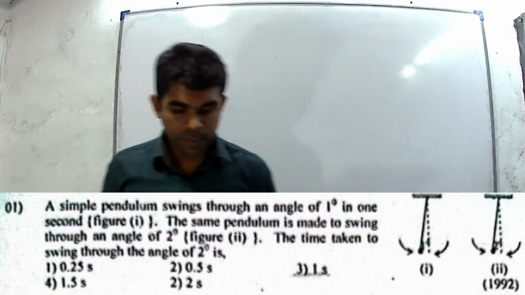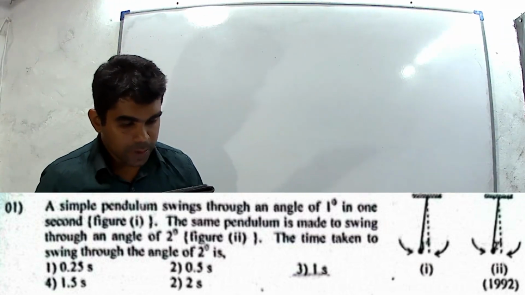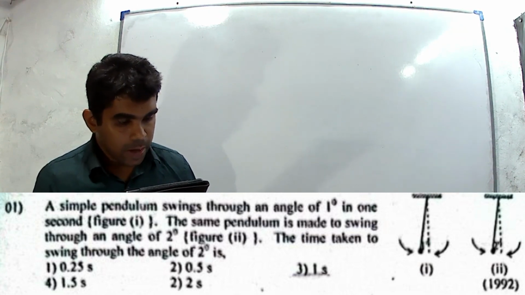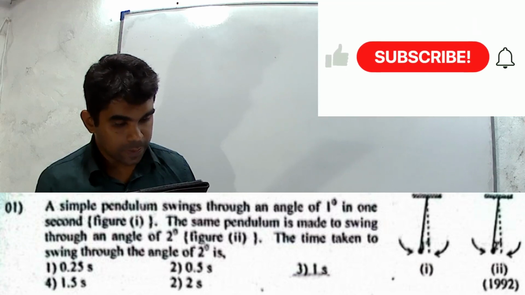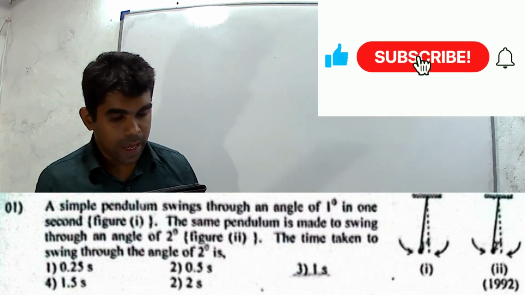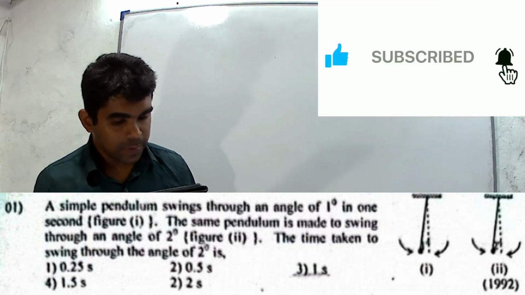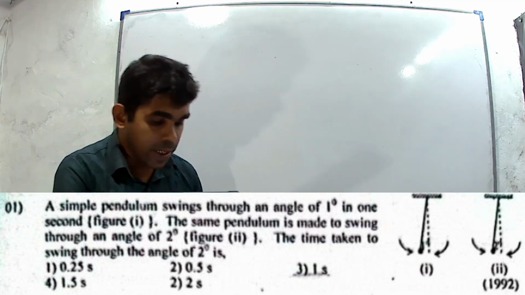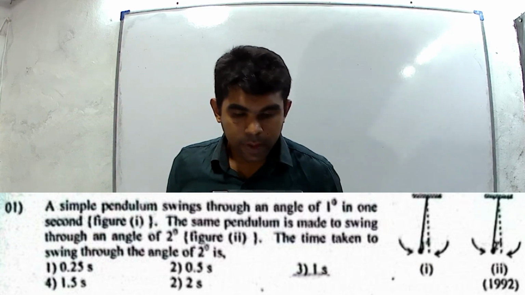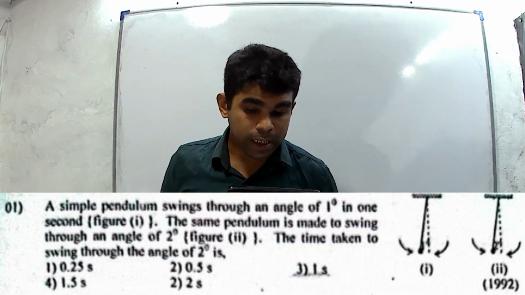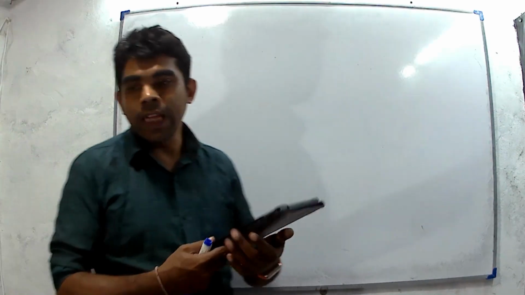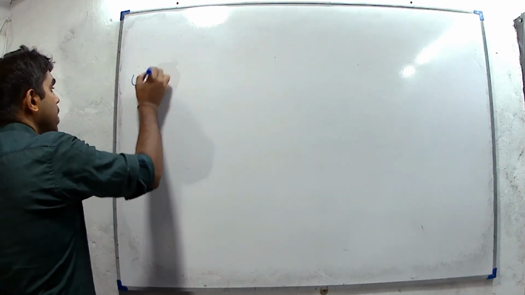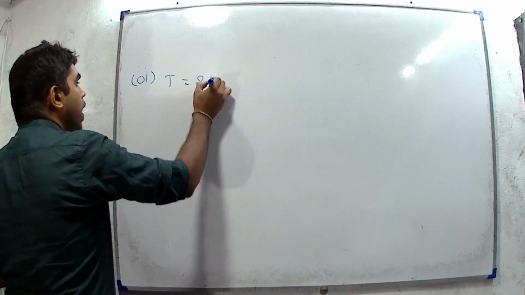Question number 1. A simple pendulum spins through an angle of 1 degree in 1 second. The same pendulum is made to spin through an angle of 2 degrees. The time taken to spin through the angle of 2 degrees is... Like we know that the equation of a simple pendulum is T equals 2 pi root L over g.